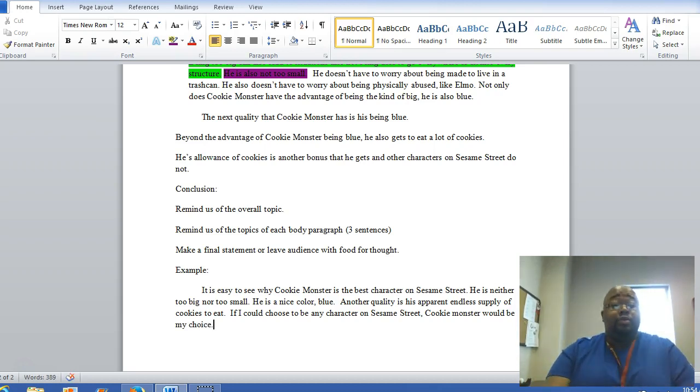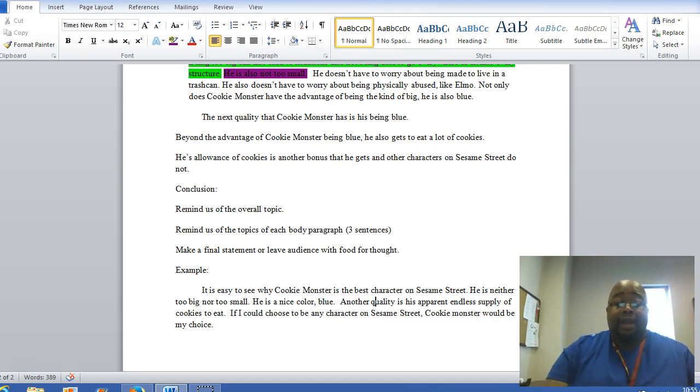Alright, so let's read through this. It is easy to see why Cookie Monster is the best character on Sesame Street. That's my reminding us of the overall topic of the paper. He is neither too big nor too small. This refers back to my first body paragraph. He's a nice color, blue. That's a weak sentence, but for example purposes, it refers back to that second body paragraph.